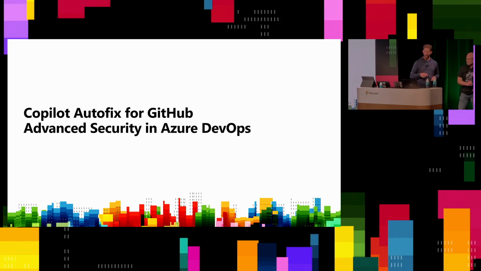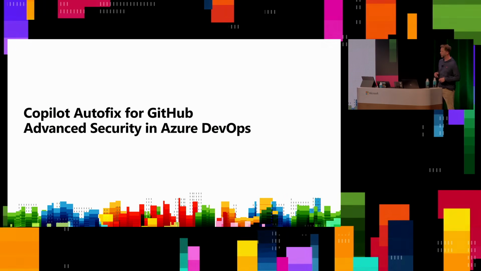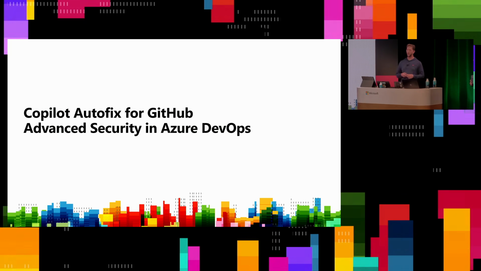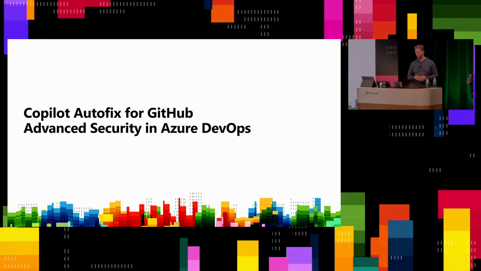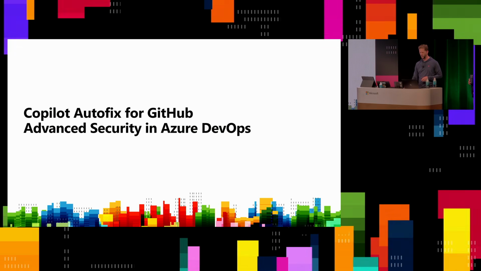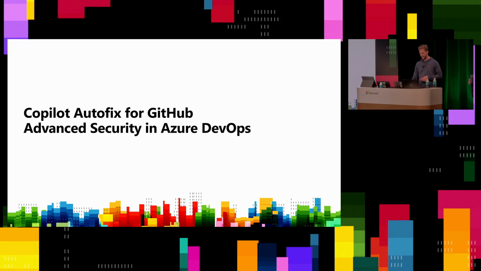The other thing that we're bringing to AI is Copilot Autofix for GitHub Advanced Security. So if you're an ADO user, we're bringing the ability to just auto-fix issues that pop up. So I'll show that one here real quick as well. So I'm going to go back.